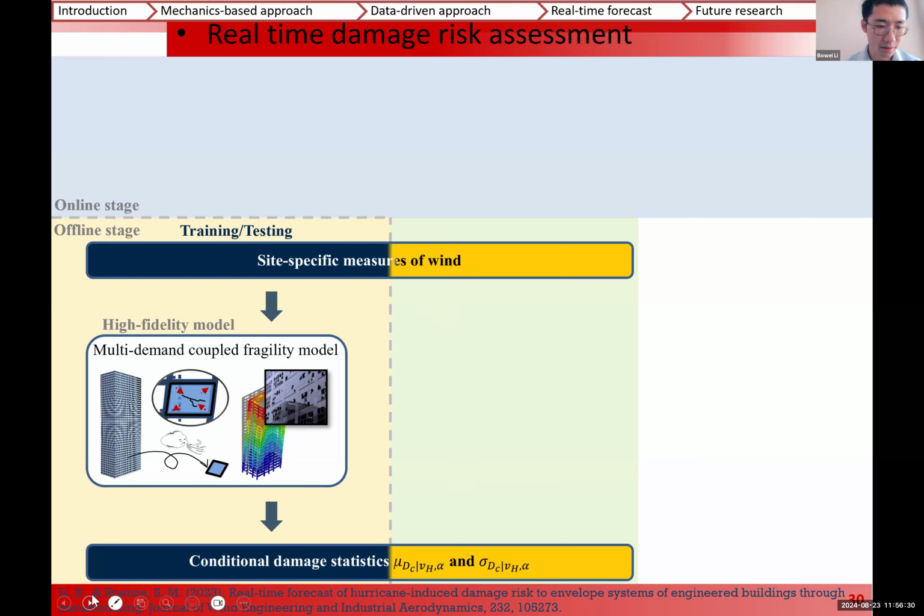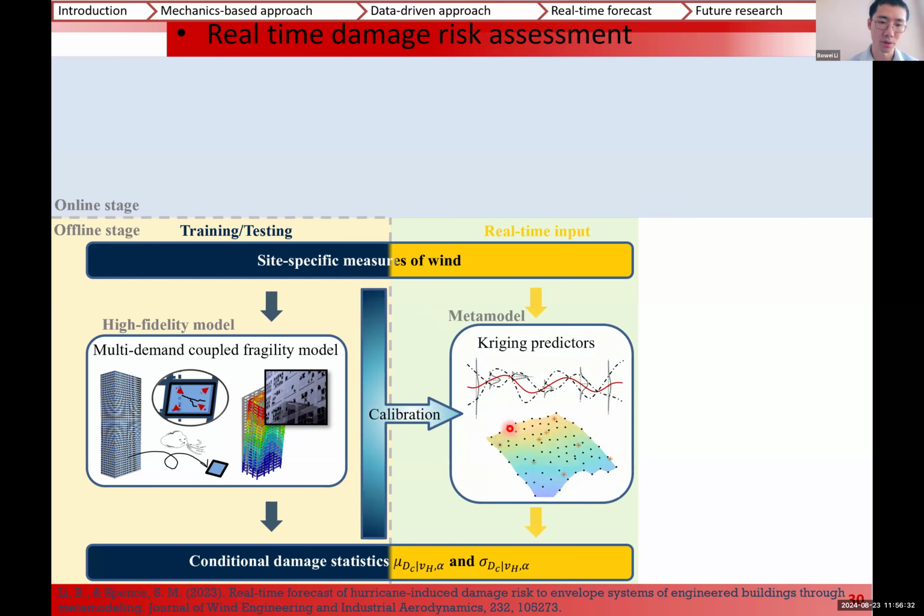Okay, and the second step is to use Kriging to learn the mapping from my wind speed and direction to the conditional damage statistics. Once it is calibrated, it can immediately, given wind speed and direction, find the conditional damage statistics. Okay, and now that is the offline stage.